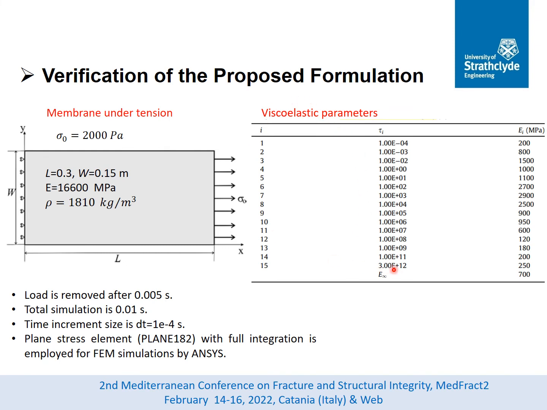In the table given on the right-hand side, I have described the viscoelastic parameters. This tau column represents the relaxation time for each Maxwell element, whereas the E column on the right side represents the elastic constants for each Maxwell element as well as the single spring element at the bottom. If we would like to calculate the elastic modulus of the generalized Maxwell model when the time is equal to 0, we simply need to sum all the terms in this column.